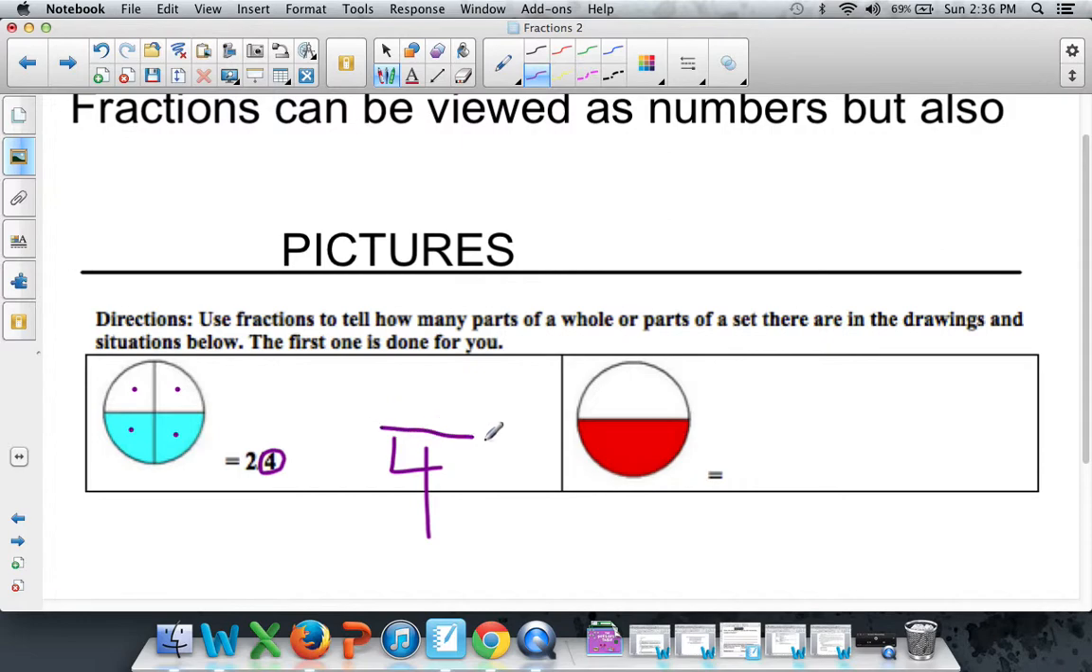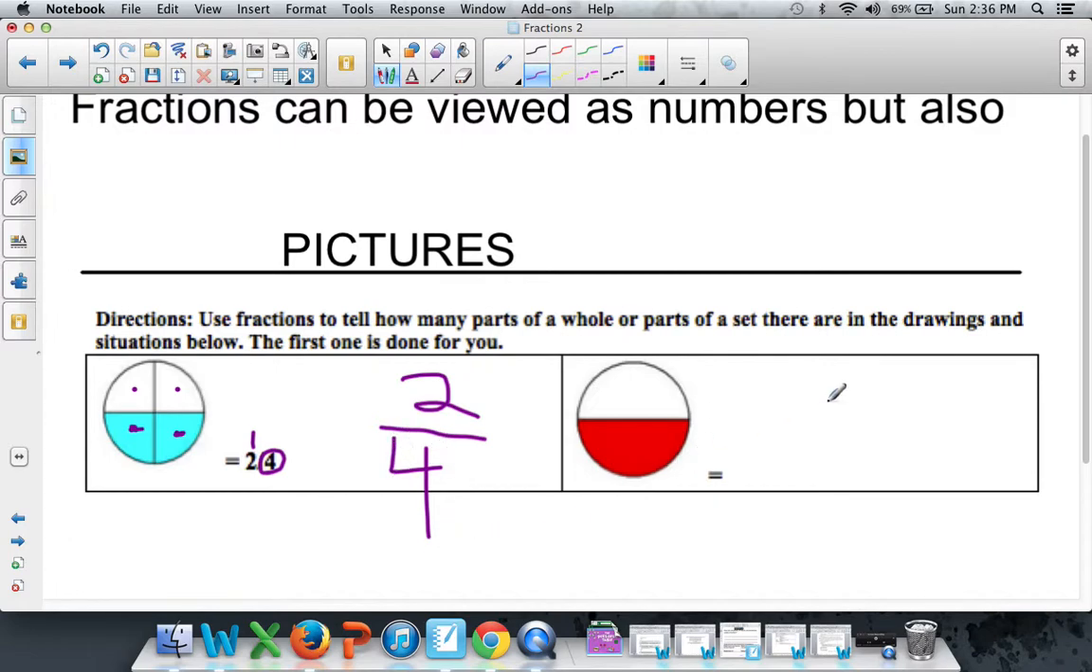How does a 2 get on top, though? Well, that's how many pieces are actually shaded in. 1, 2. So what you're saying is 2 pieces out of 4 are shaded. And it's true, look. 1, 2, those 2 have color, and then there's 4 altogether. So 2 have color, even though there's 4 altogether.